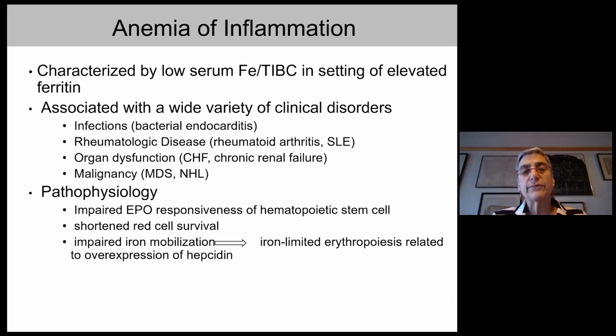So the anemia of inflammation is characterized by low iron and TIBC in the setting of an elevated ferritin, and is associated with a whole range of clinical disorders and is related to impaired erythropoietin responsiveness of the hematopoietic stem cell, shortened red cell survival, and impaired iron mobilization.